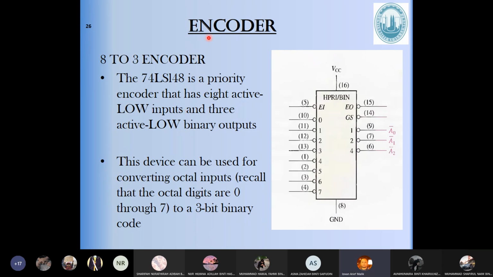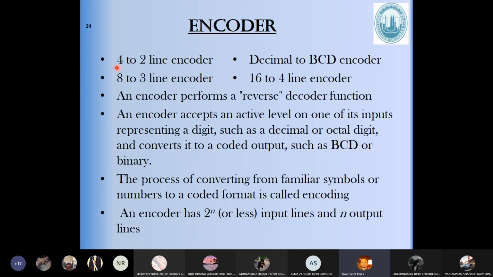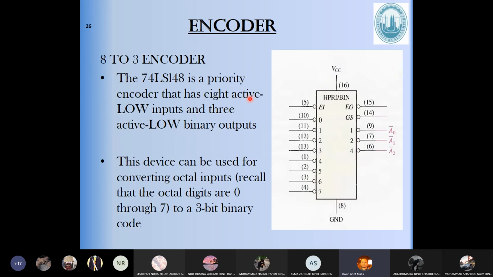Okay, if you notice for the encoder, I did not start from 4 to 2 line. I started from 8 to 3. The reason is that 2 to 4 lines are in the tutorial questions. So you will need to find your own solution for the 2 to 4 and 4 to 2 encoder, we'll do it during the tutorial next week.